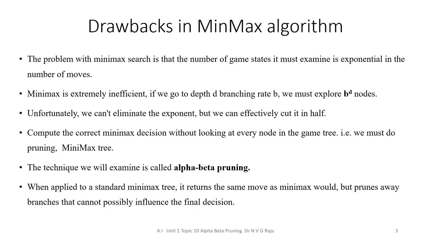We can compute the correct min-max decision without looking at every node in the game tree. That is, we must do pruning in the min-max tree. The technique we will examine is called alpha beta pruning. When applied to a standard min-max tree, it returns the same move as min-max, but it prunes away the branches that cannot possibly influence the final decision.